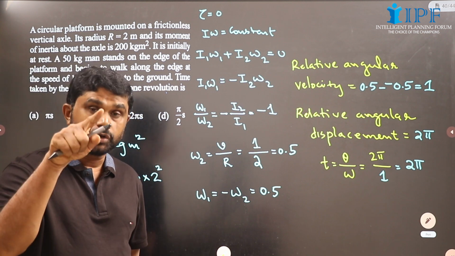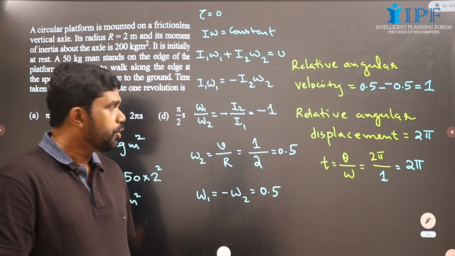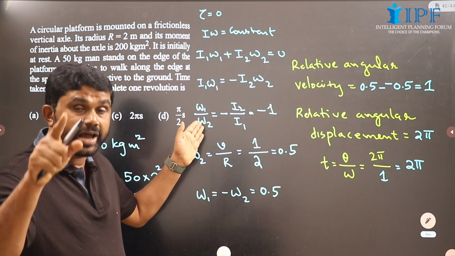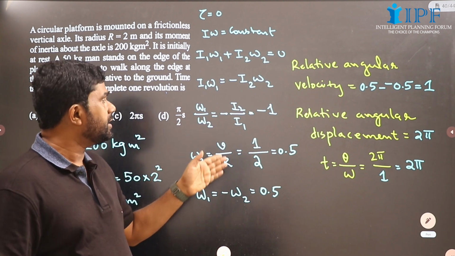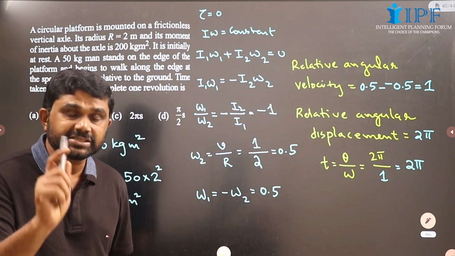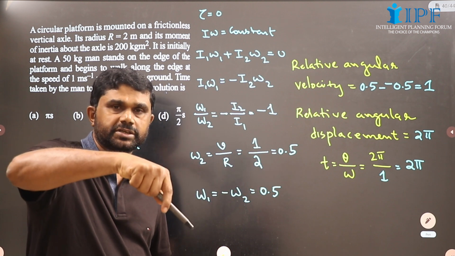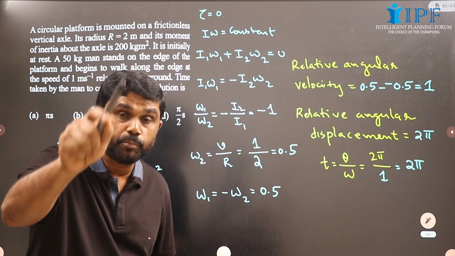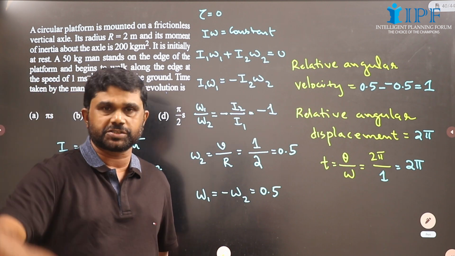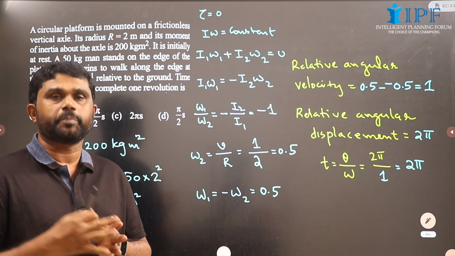That negative sign is only to show that these two angular momenta should be in opposite directions. So omega 1 by omega 2, the angular velocities of the platform and the man, is equal to minus I2 by I1, that is equal to minus 1. This means as the man moves in one direction, say counterclockwise, the platform should be moving in the opposite direction, that is clockwise, with equal angular speeds. So omega 1 and omega 2 will be equal and opposite.